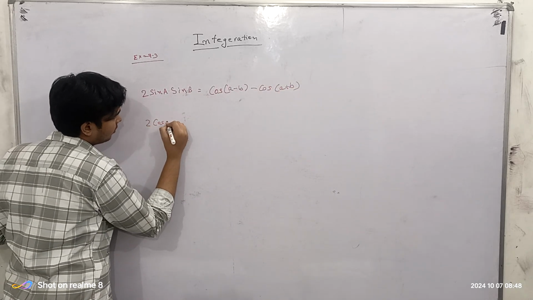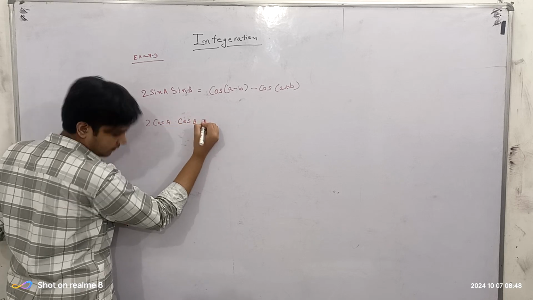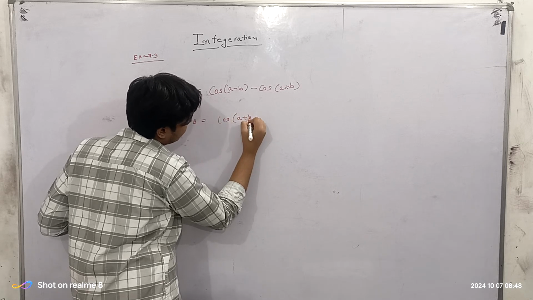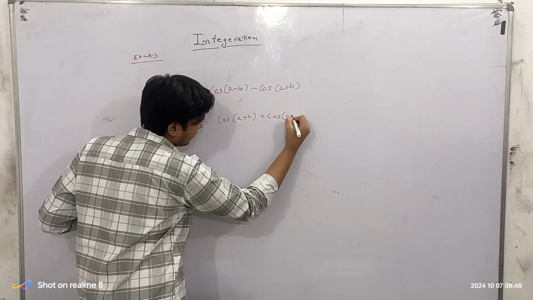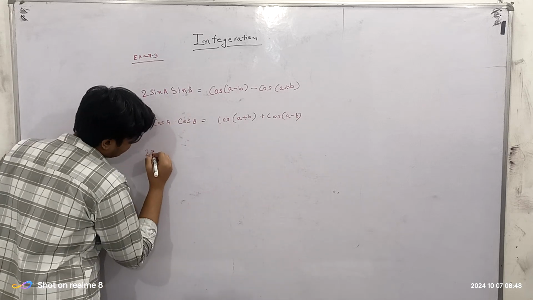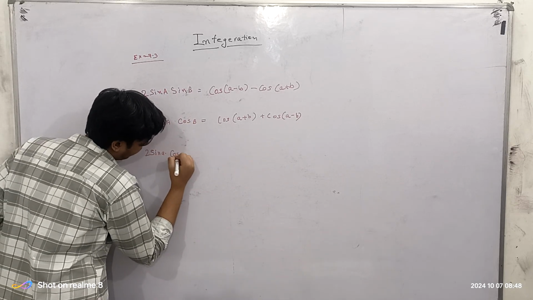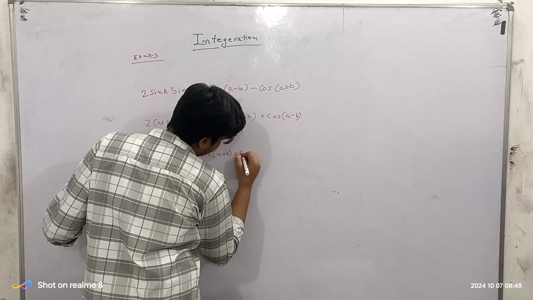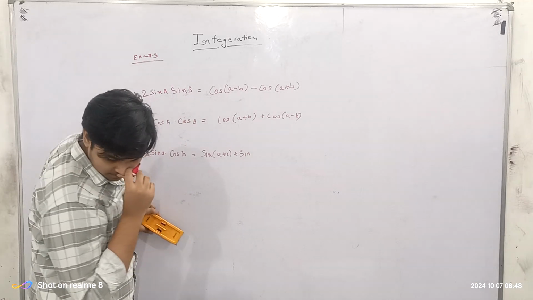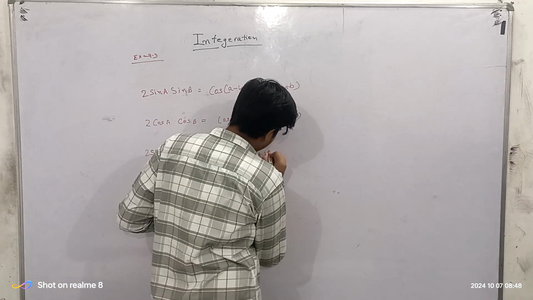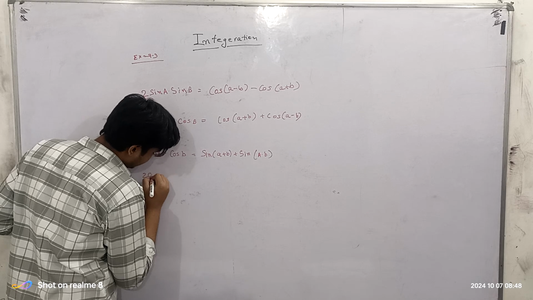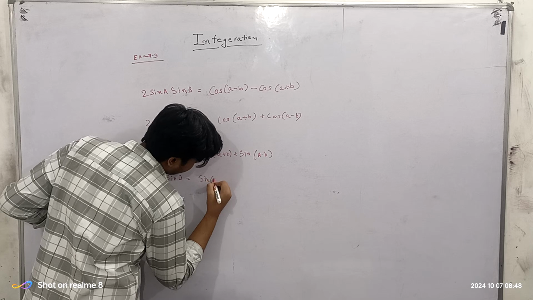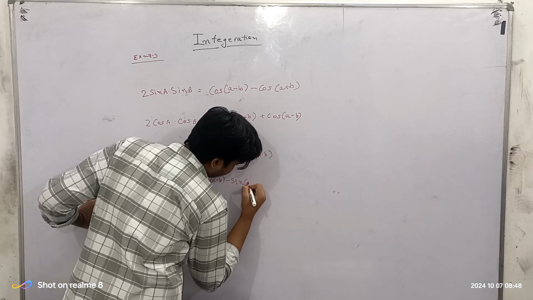2 cos A into cos B is equal to cos A plus B plus cos A minus B. Now 2 sin A into cos B is equal to sin A plus B plus sin A minus B. Now 2 cos A into sin B is equal to sin A plus B minus sin A minus B.